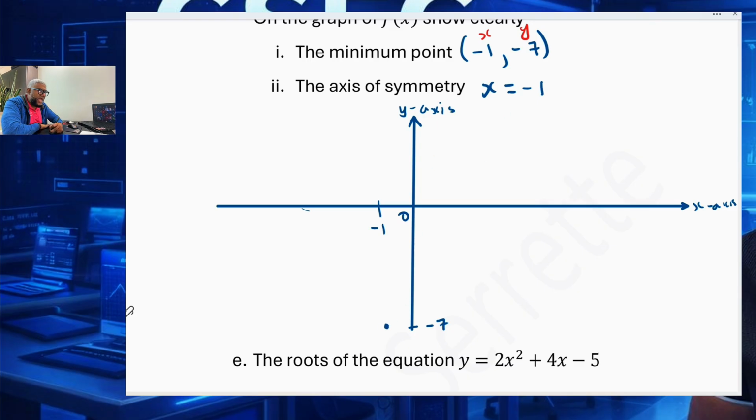So I'm going to just draw my line coming down here. So now, when I align my curve, it comes through here and goes up. Right? That's my curve. The axis of symmetry is a straight line coming through where x is -1. Boom.